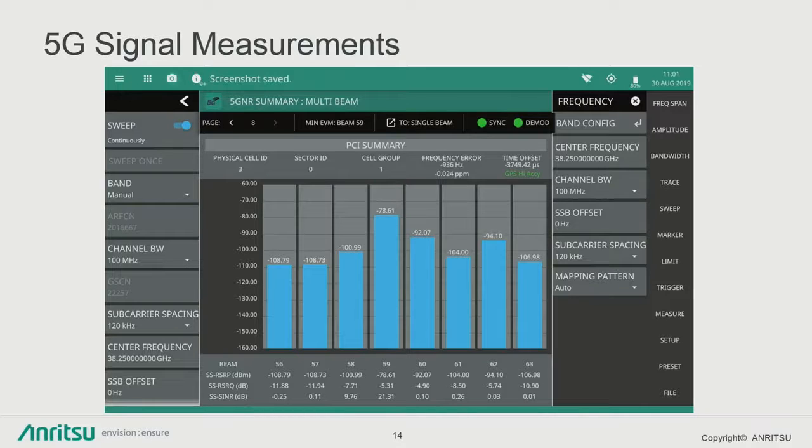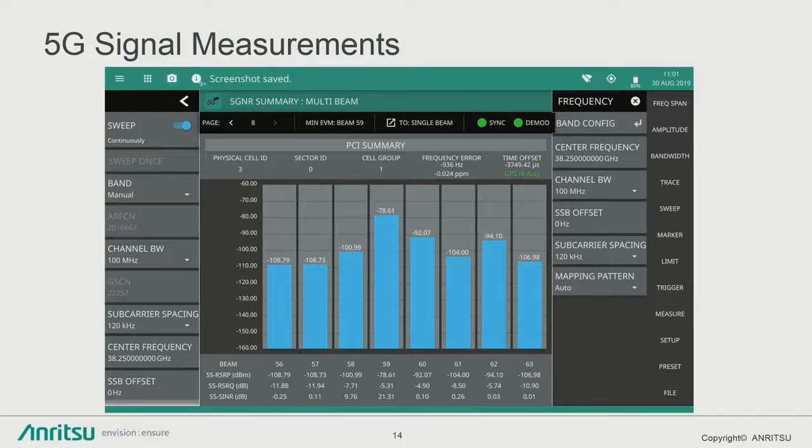Once it has that, you'll get a sync and a demod. You know that you're looking at the SSB, and you know that you're demodulating it correctly. You'll know what cell groups you're on. You'll know what the frequency error is, and then your time offset. Now, this time offset is quite large. I mean, I could give you an example of all zeros, but we want to look at something that's a little wonky. So we've got a large time offset here, but the frequency error looks relatively good. 0.024 parts per million is pretty good.